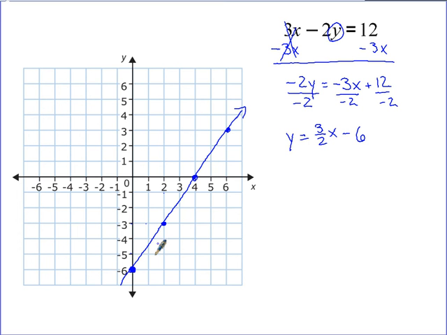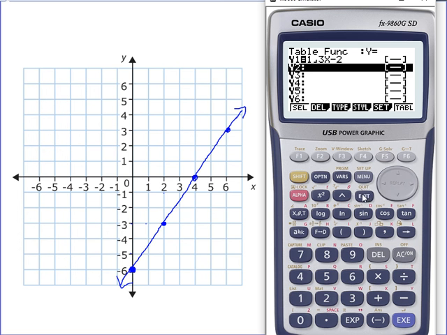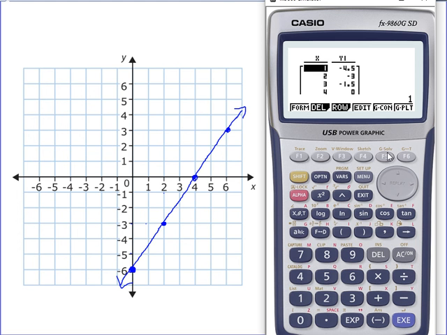Let's just double check and see if the points there match up with points in the calculator. So the equation that I'm graphing is 3/2 x minus 6. If I look at my table, it says I should have a point at 2, -3, and we do. It says we should have a point at 4, 0. Let's just double check. I have a point at 6, 3, so if I type in 6 for an x value, I get 3 for a y value, so that's how we know we did it correctly.